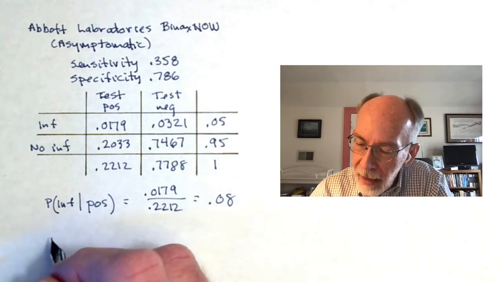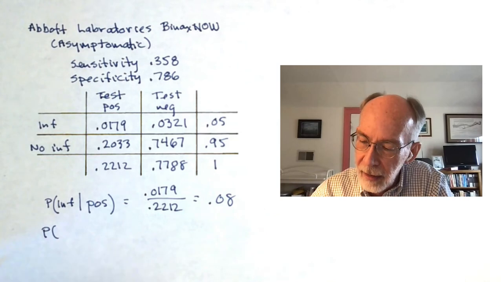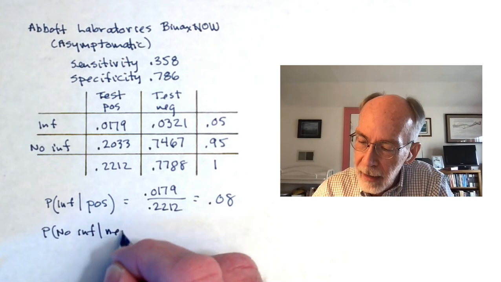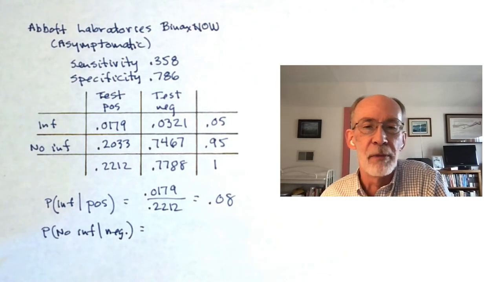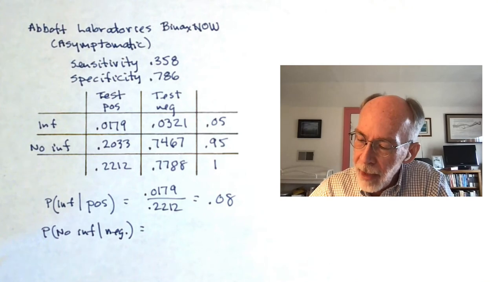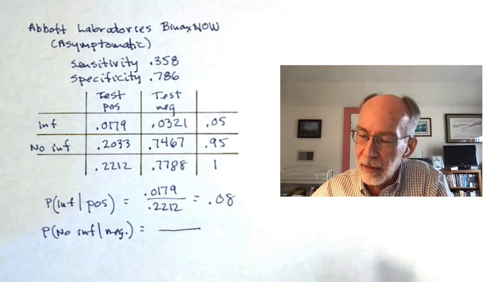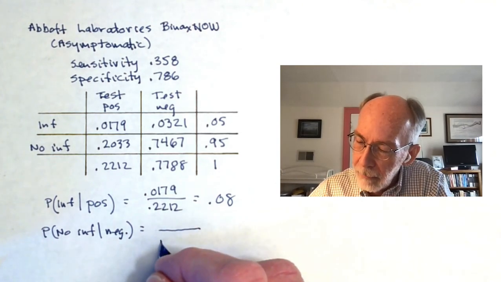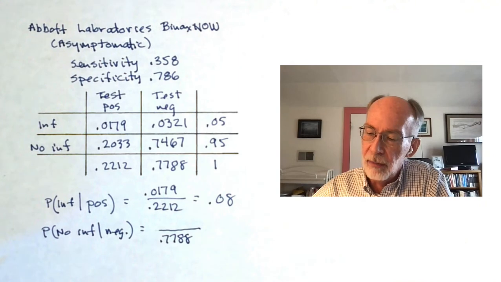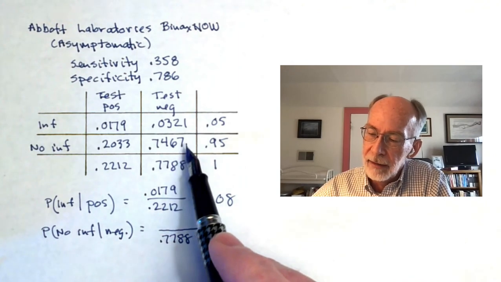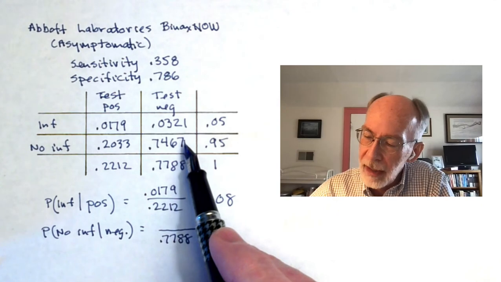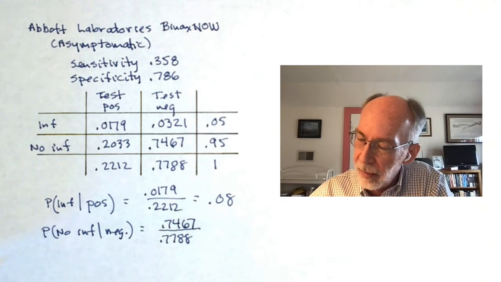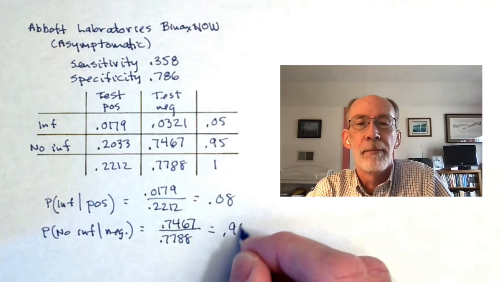However, another thing of interest would be this. What's the probability that you're not infected, given that you've tested negative if you're the random subject? Well, the denominator is going to be all the people who have tested negative, which is 0.7788. The numerator is going to be all of the people who've tested negative who are uninfected, that is 0.7467, and that turns out to be about 0.96.